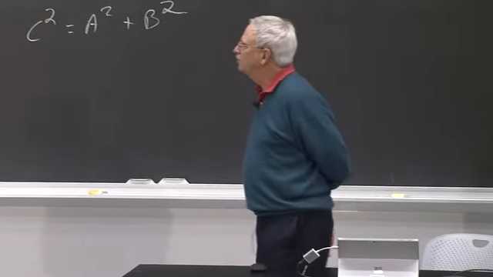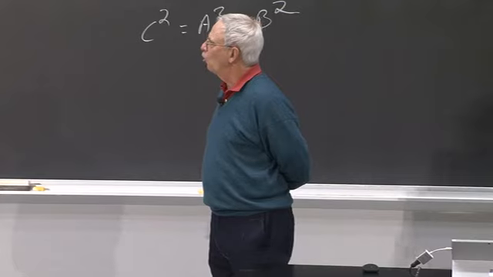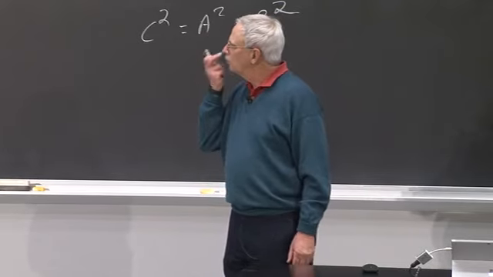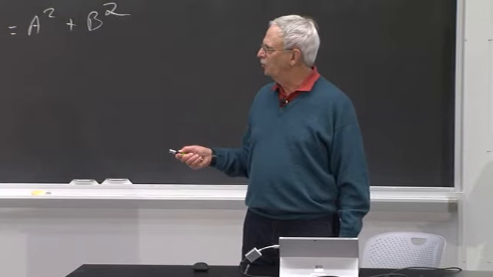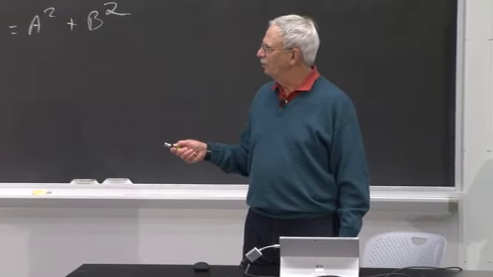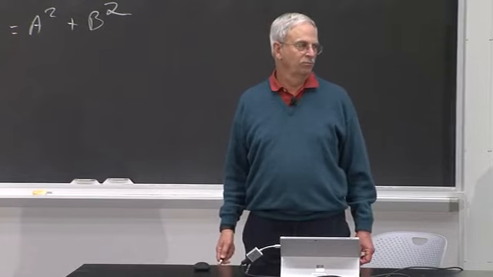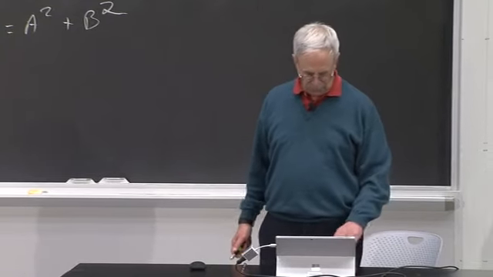All right. I said we'd start by simulating a single walk. So here it is, a walk in a field with a drunk, and that drunk will take some number of steps in the field. And you can see this. It's very simple. I just have a loop. A drunk takes some number of random steps, and then I'm going to return the distance from the start to the final location of the drunk. All right, so how far is the drunk from the origin?